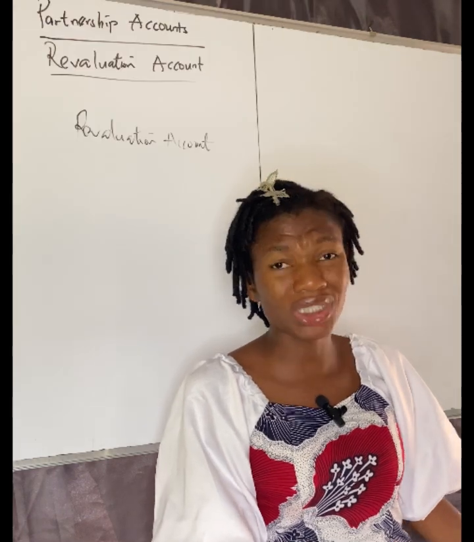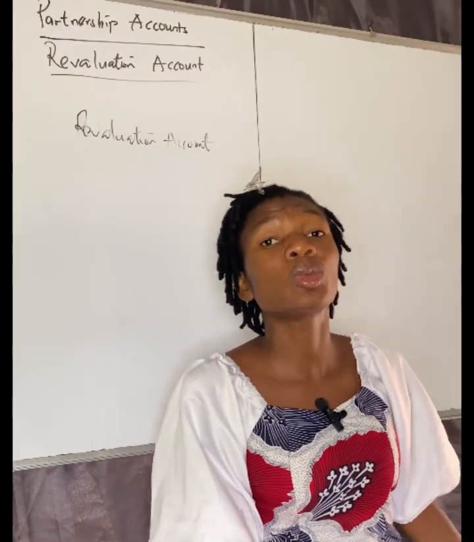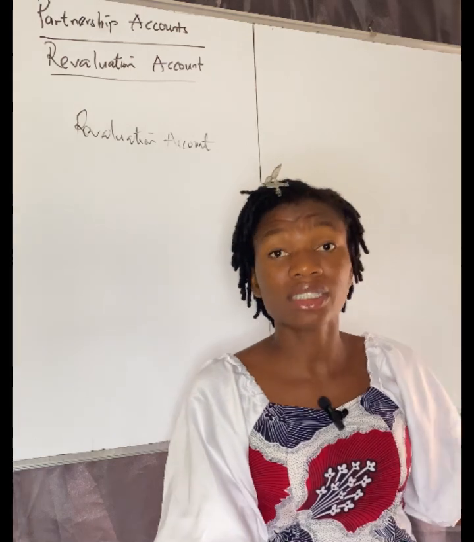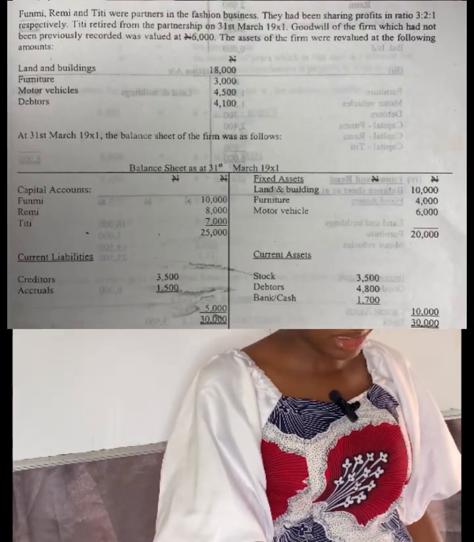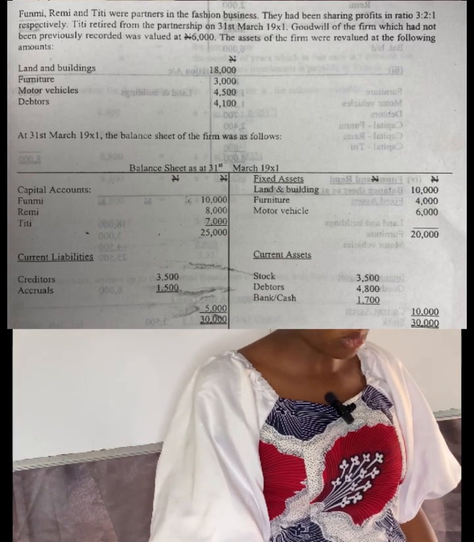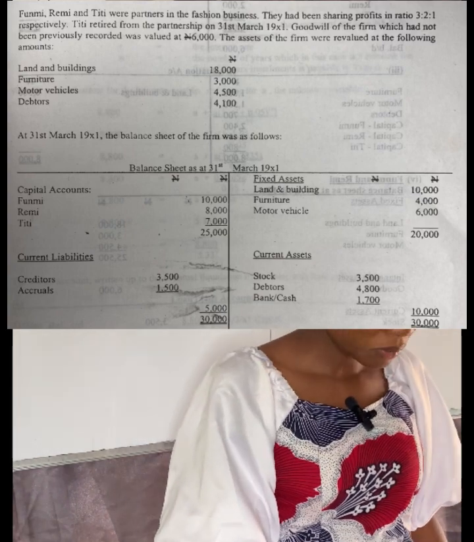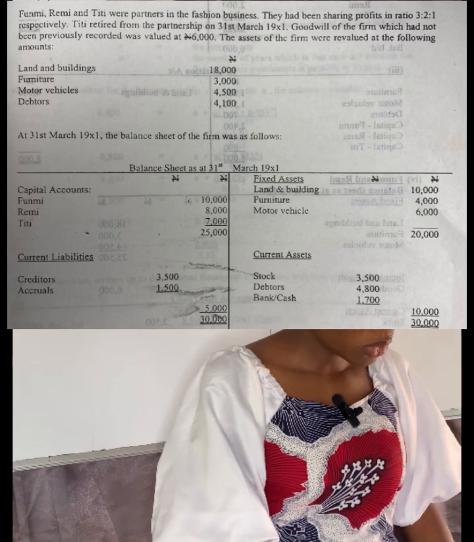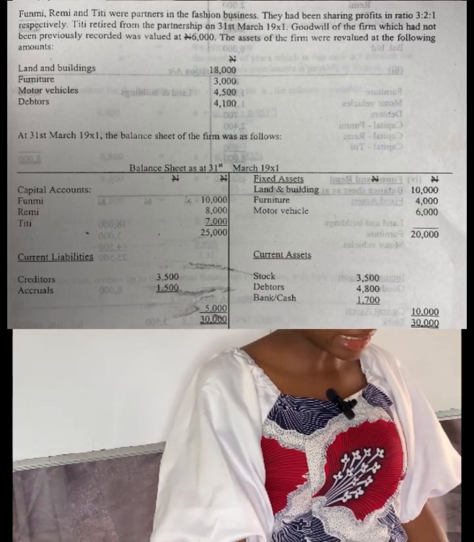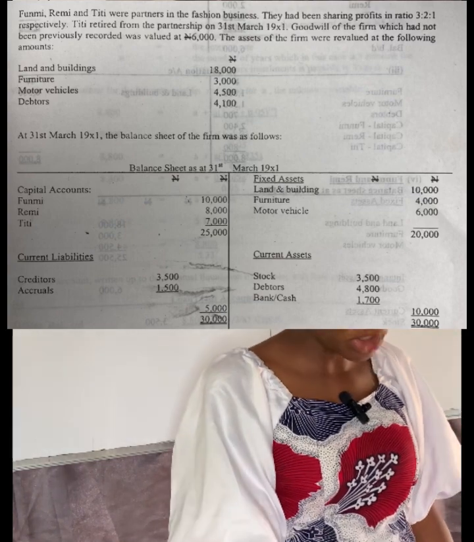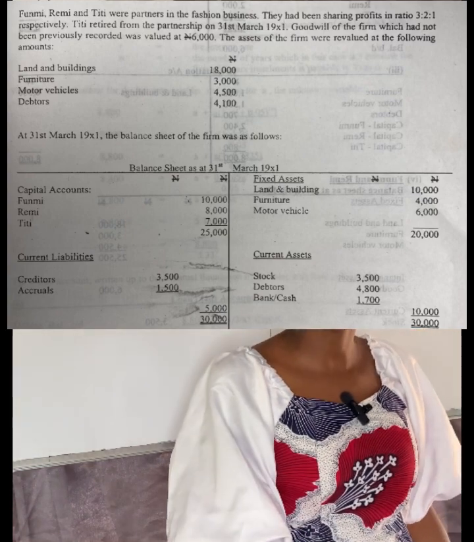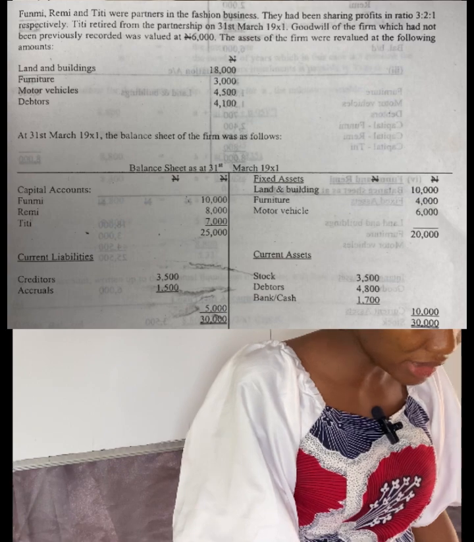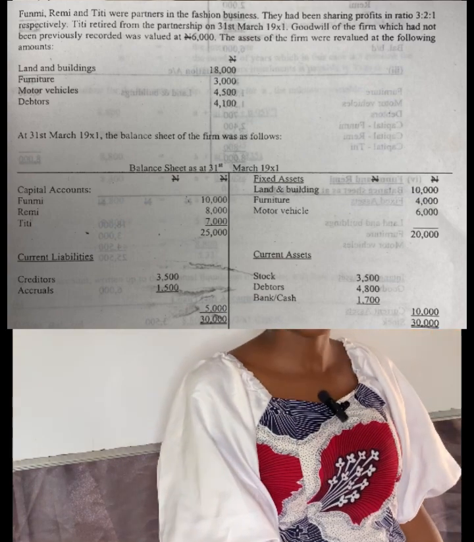So we are valuing goodwill afresh. We treated goodwill in our previous video, so we're going to be using exactly what we have said to treat goodwill even in this video. Goodwill was valued at 6,000 naira, and the assets of the firm were revalued at the following amounts. Land and building to be revalued at 18,000 naira, furniture at 3,000 naira, motor vehicles at 4,500, and lastly debtors at 4,100.